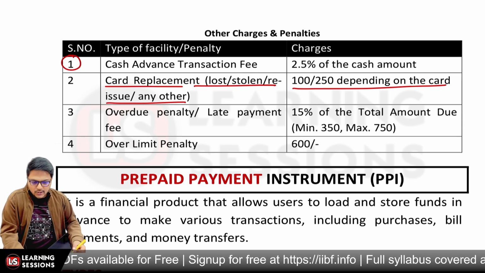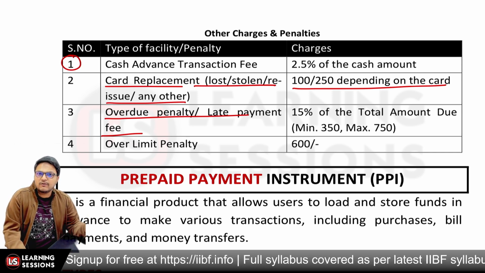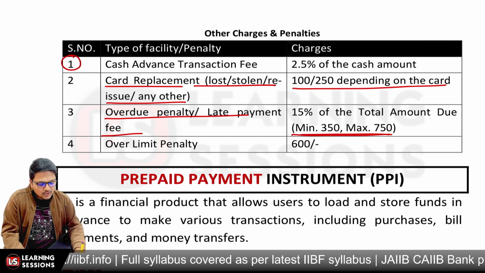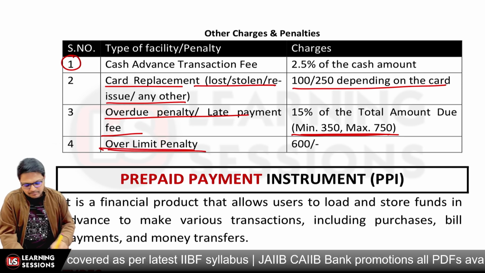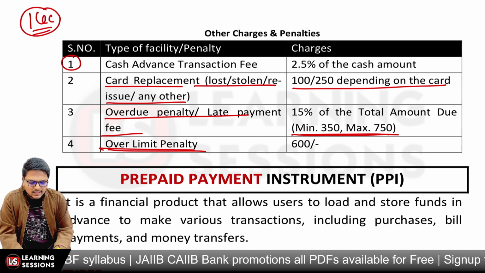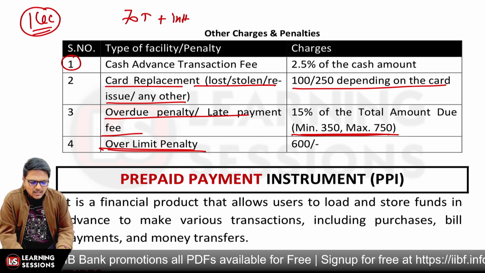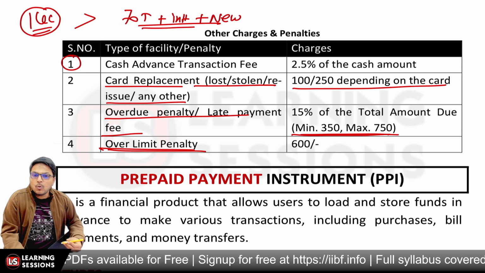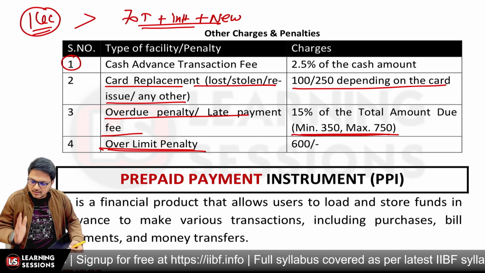And also if your amount is overdue or there is a late payment fee, in that scenario 15% of the total amount due is charged as an overdue penalty, and also a fixed penalty fee of rupees 350 to rupees 750 is charged. And then the over limit penalty: your limit was, let's say, 1 lakh rupees, but let's say 70,000 was your previous overdue amount, and interest was charged on the same, and also new debits were there, and the total amount exceeded rupees 1 lakh. That is the over limit penalty, which can be rupees 600, and can be asked for by the credit card issuing company.